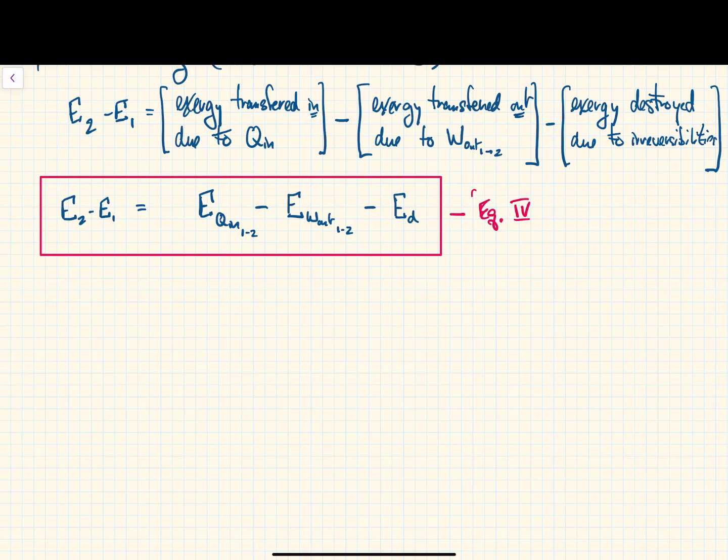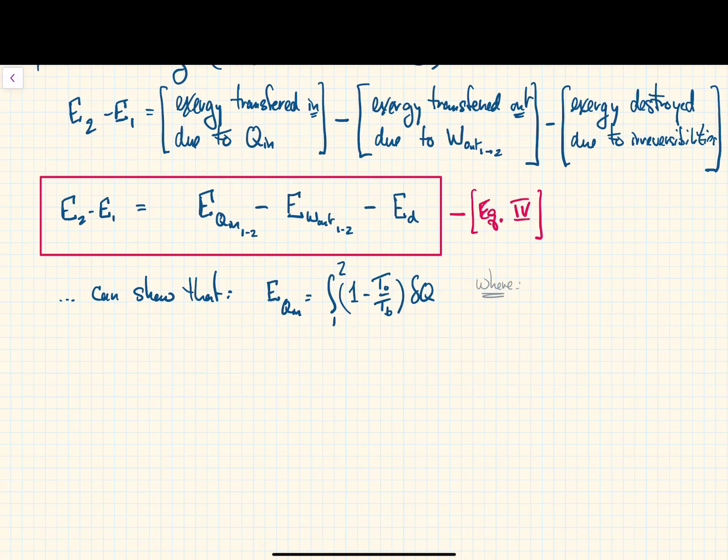I'm also not going to go through the derivation for each of those terms, but you can show, and the Moran and Shapiro book does that as part of your reading for this module, that the exergy transferred in due to heat transfer is equal to the integral of 1 minus the dead state temperature divided by the boundary temperature at which heat transfer takes place, times the increment in heat transfer that happens while the system is at that particular state on the way to state 2.